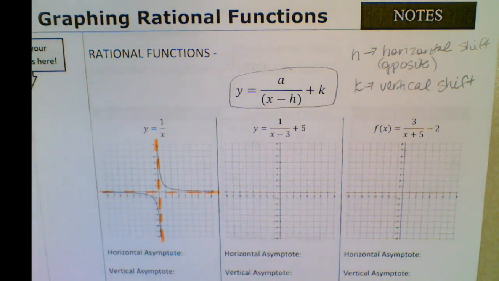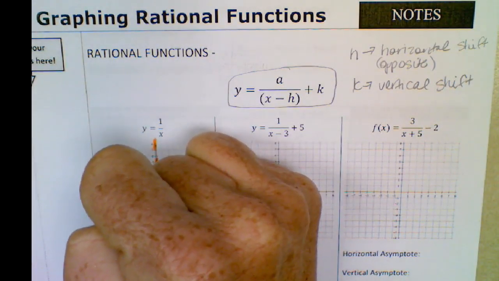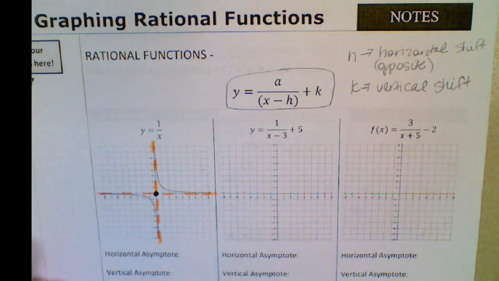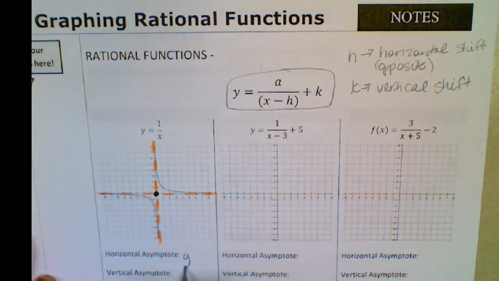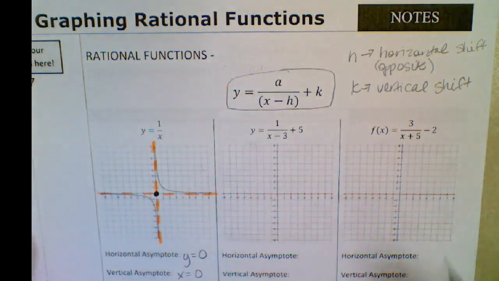So really the middle point that you're looking at is still 0, 0, because everything kind of rotates around that point. That's important when we start shifting them, and you'll see that in a second. So for this, our horizontal asymptote is at y equals 0, and our vertical asymptote is at x equals 0. Okay? So everything's going to kind of shift off of this parent function.